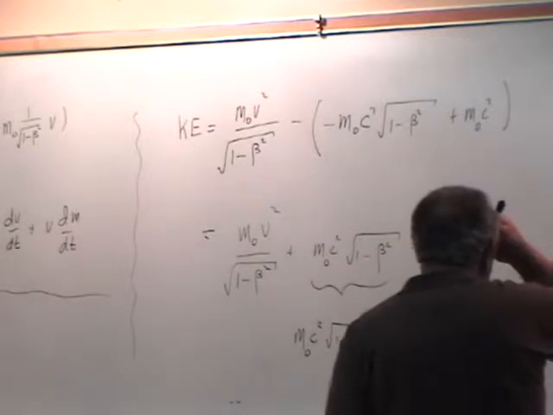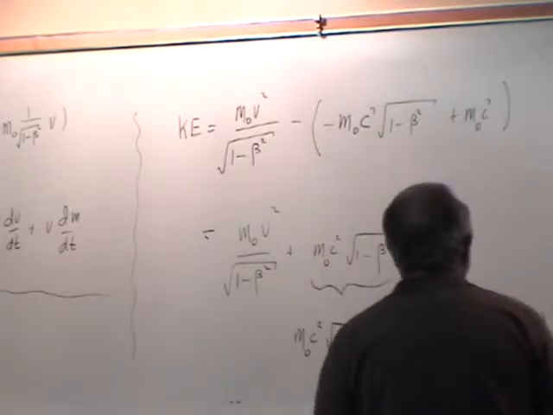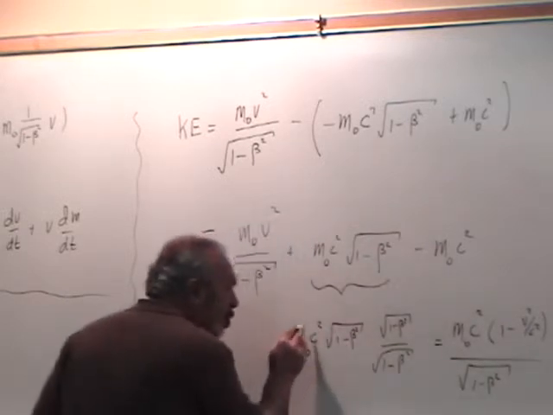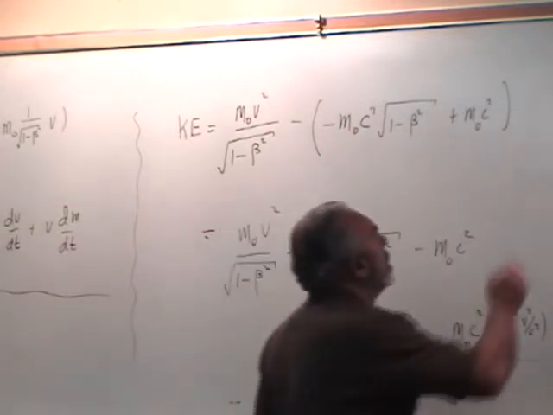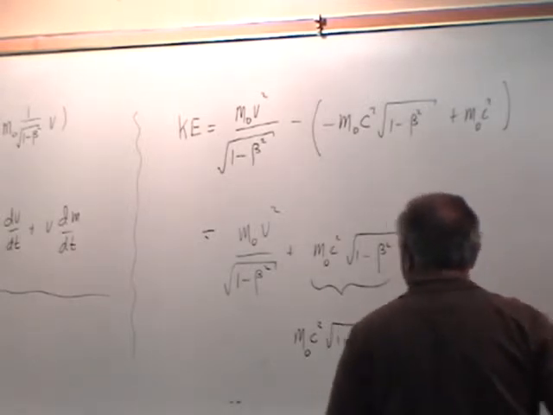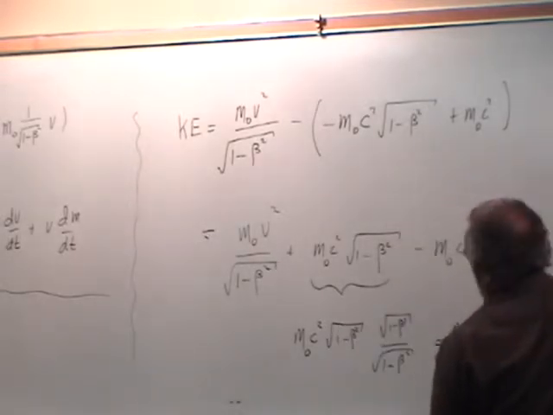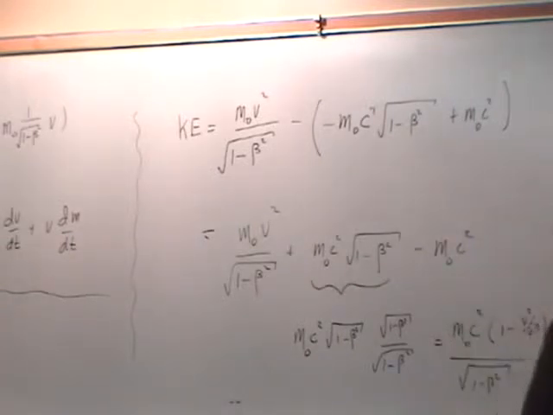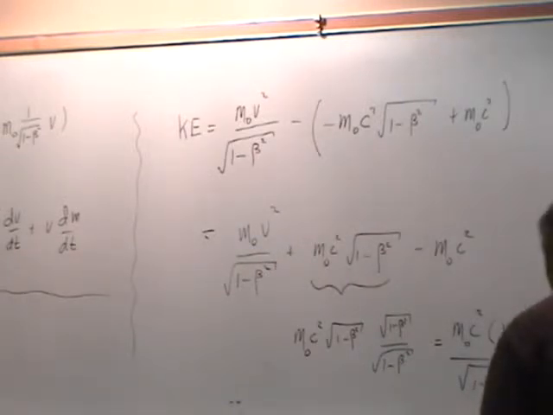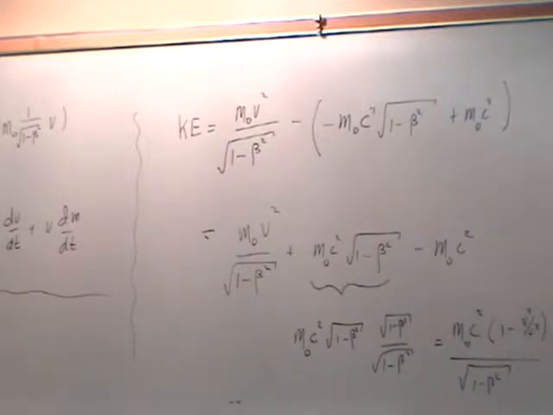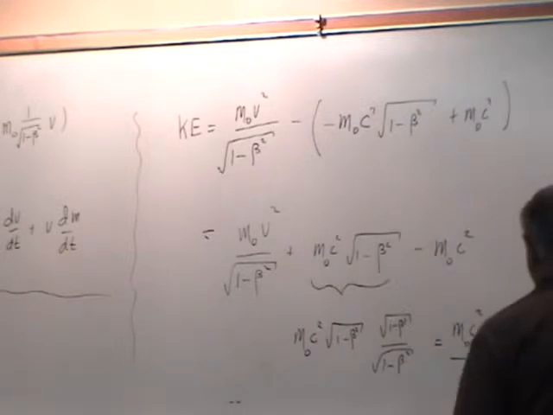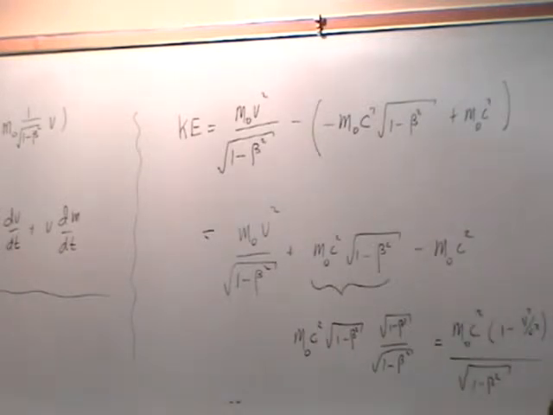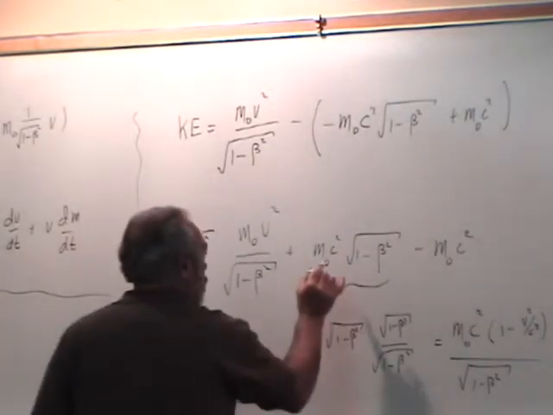And when I multiply that thing out, let's see, what do I get? I get on top, we're now just concentrating on this term right here. So, what do I get? M naught c squared root of 1 minus beta squared becomes m naught c squared minus m naught v squared over 1 minus beta squared under the square root. Now insert that right here.